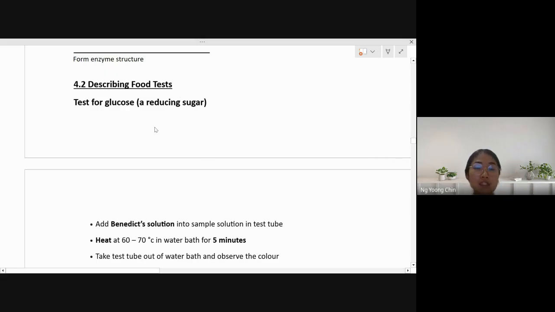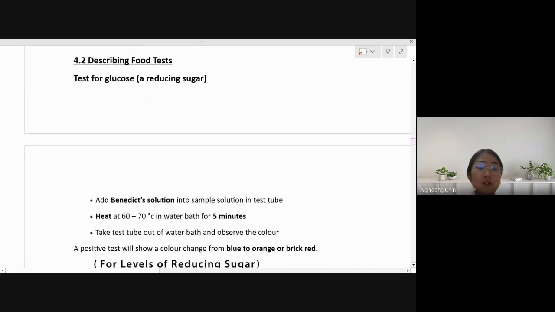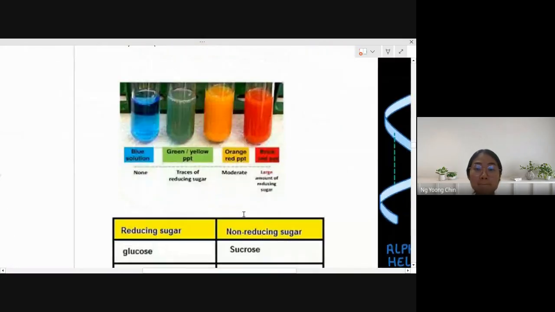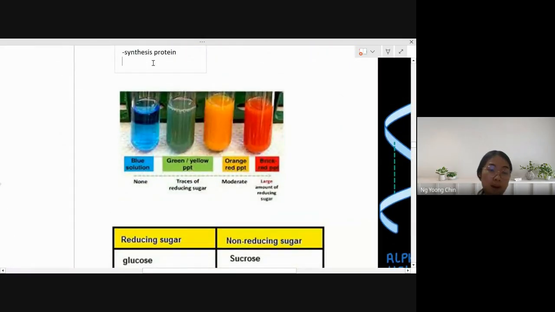For example, if you want to test whether glucose is found in our food or not, we have a test we call the Benedict test. Benedict test, which is this one. This is the Benedict test.